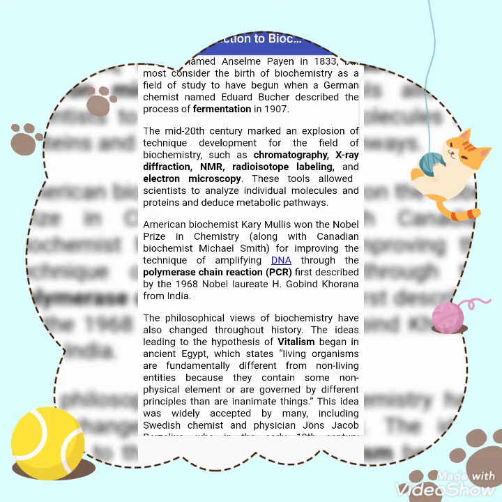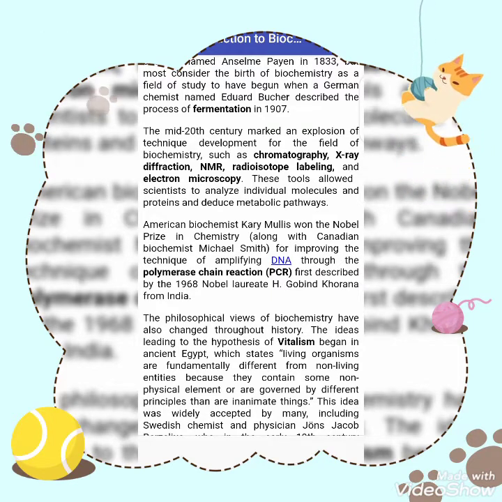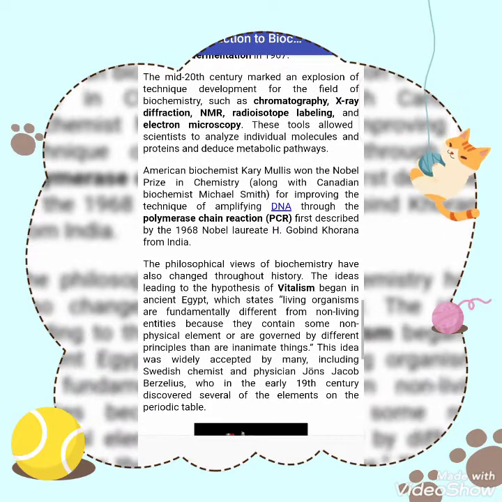American biochemist Kary Mullis won the Nobel Prize in Chemistry along with Canadian biochemist Michael Smith for improving the technique of amplifying DNA through the polymerase chain reaction, PCR, first described by the 1968 Nobel laureate H. Gobind Khorana from India.